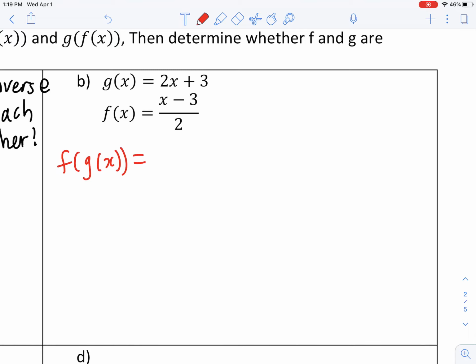Let me do f of g of x first. f of g of x equals, and let's see, what is g of x? Because what we need to do is plug g of x into f.